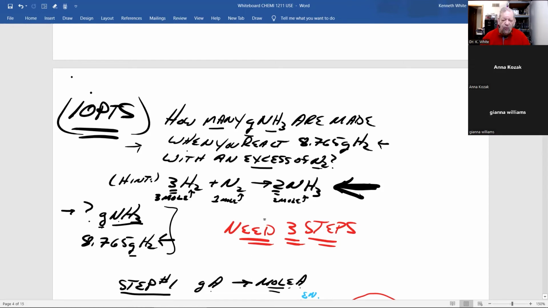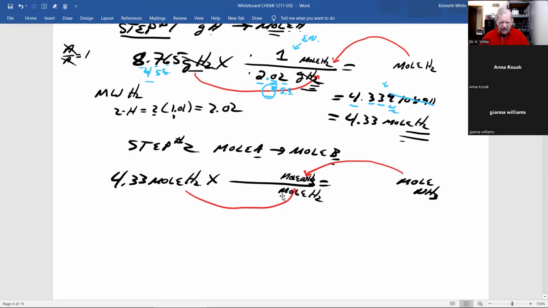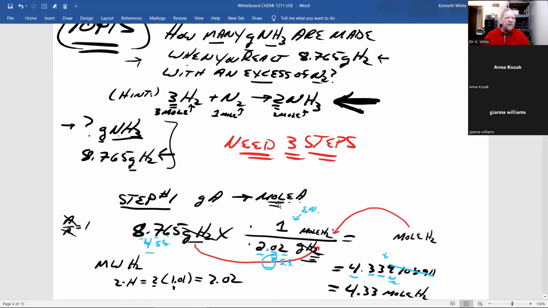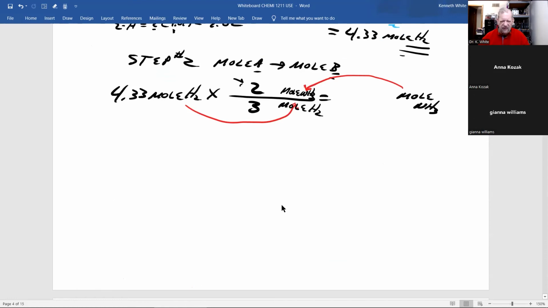The number in front, the coefficient, gives us a molar ratio. What's the relationship between moles of hydrogen and moles of ammonia? For every 3 moles of hydrogen, we make 2 moles of ammonia. And that's where we get the numbers. Again, from the balanced chemical equation, you look at the coefficient in front, and that's the molar relationship. These are exact numbers.